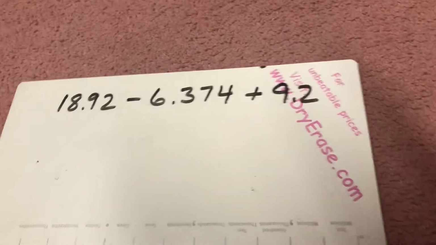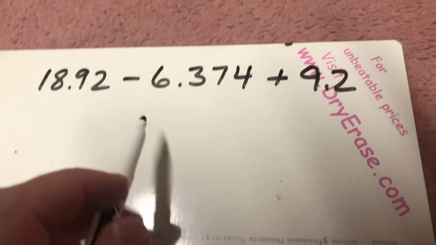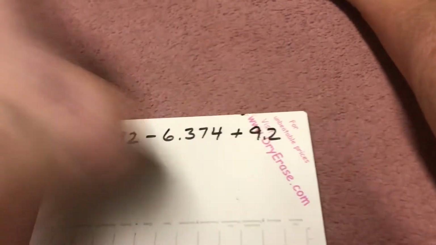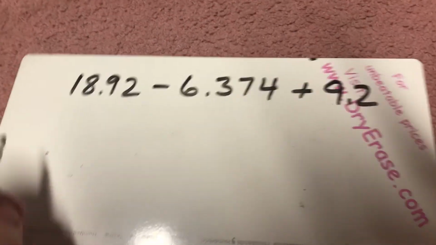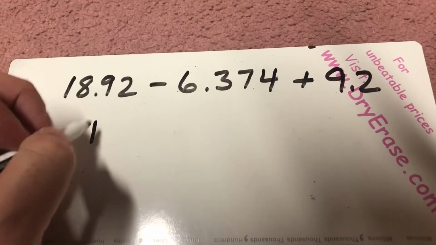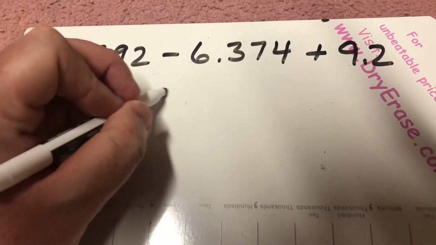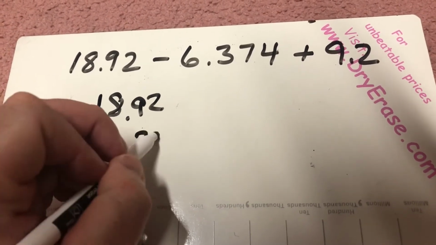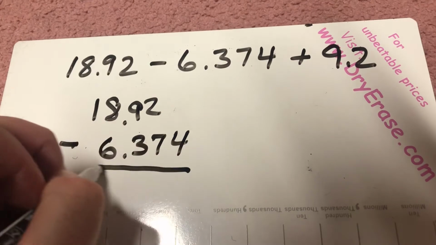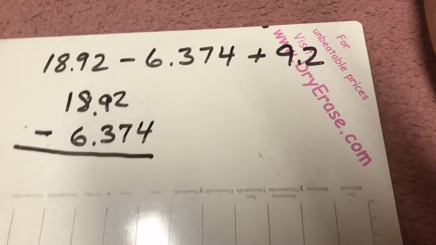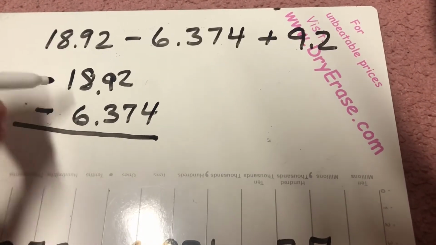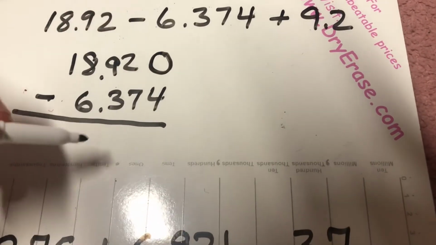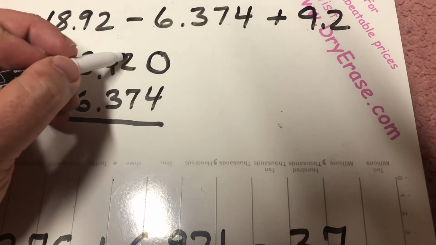All right, so let's move along to these last two here. Here we have 18 and 92 hundredths minus 6 and 374 thousandths plus 9.2. So I'm just going to rewrite these going vertically. And I'm going to start with 18 and 92 hundredths, and I'm going to subtract 6 and 374 thousandths. Now, once again, we don't just drop the 4 down. We need to go ahead and put the 0 down there, because it's not going to be a 4 that's going to go there, as you'll see.